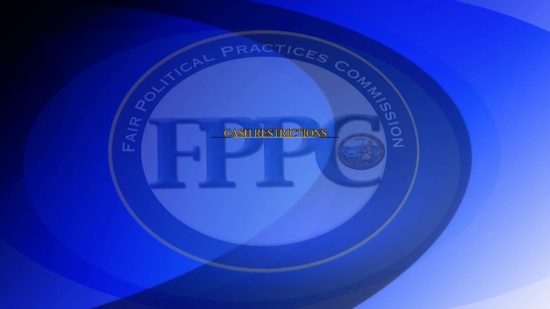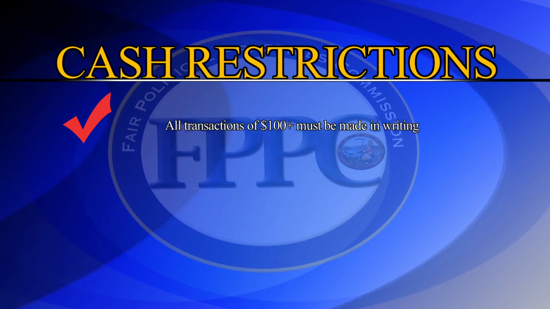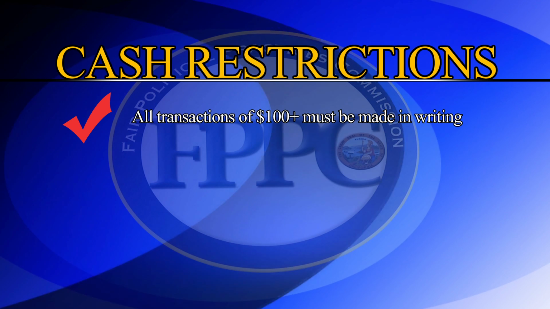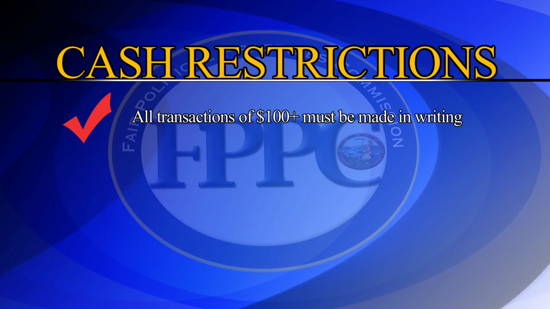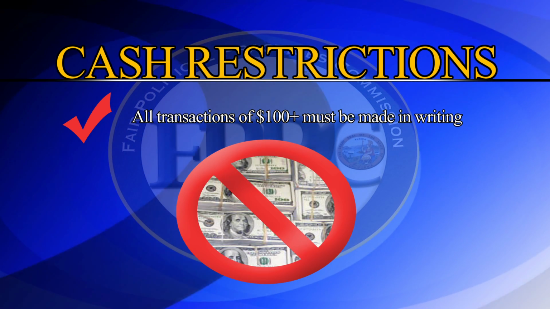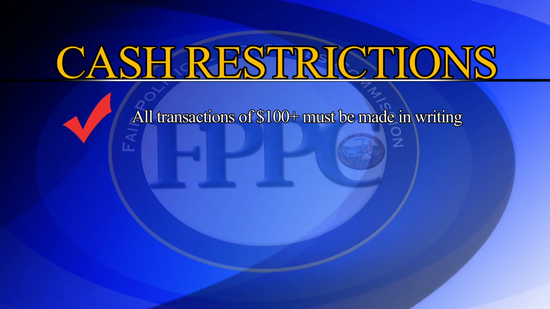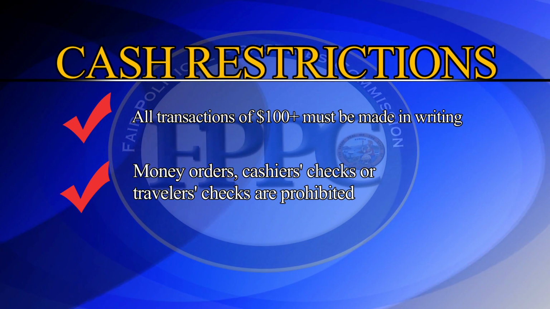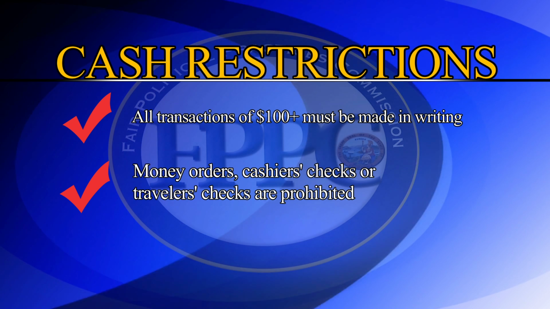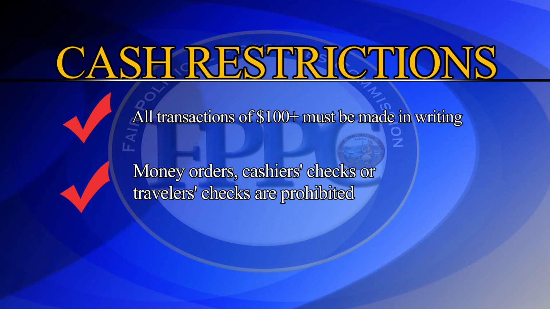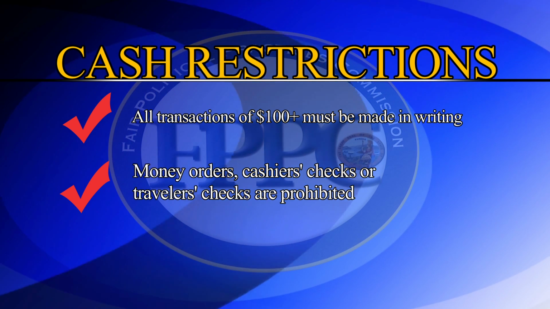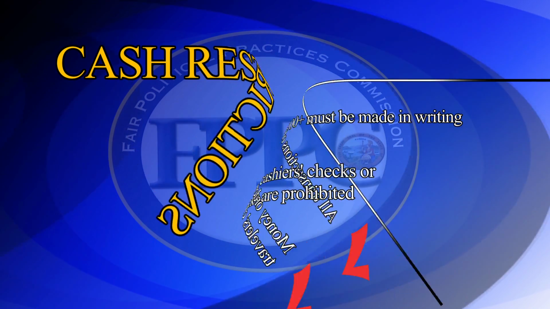And to that end, there are 6 criteria you need to be aware of when it comes to financing your campaign. First and foremost, all transactions of $100 or more, whether they be contributions or expenditures, must be made in writing, not cash. In addition, contributions that come via money order, cashier's check, or traveler's check are also prohibited and must be returned to the contributor or sent to the Secretary of State's office.